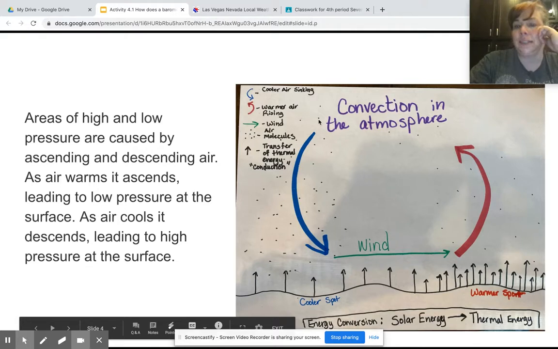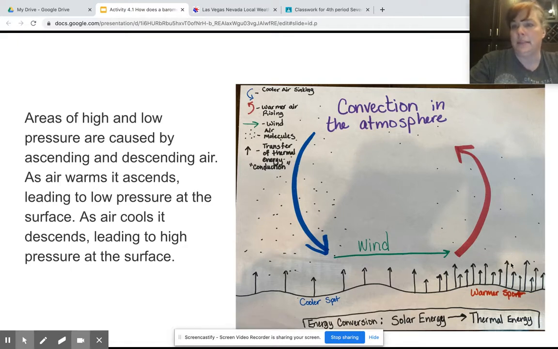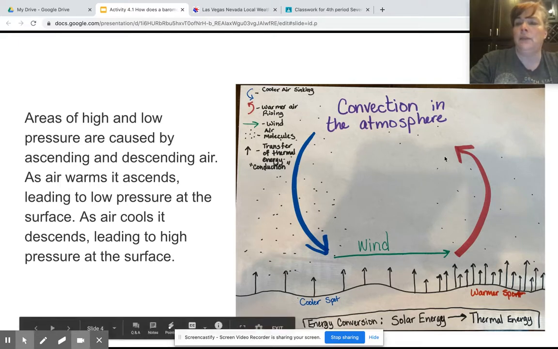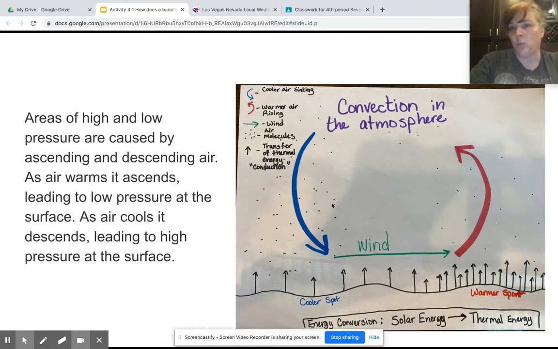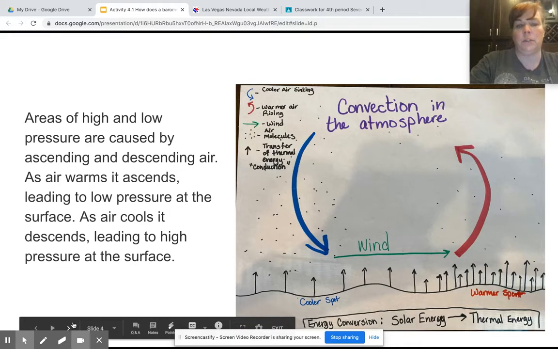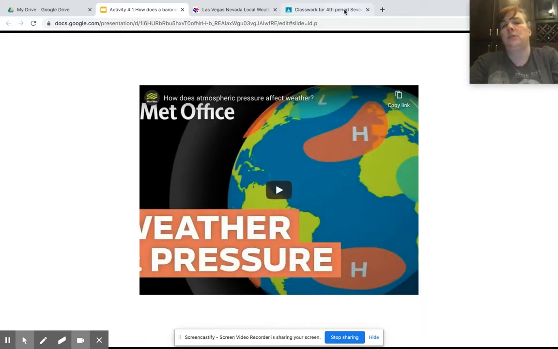As air cools, it descends, so it's pushing down more on the surface. So this is going to be a high pressure area, and this is going to be a low pressure area. Now remember, when the air lifts up, that makes this area more empty, and that makes the cold air pull over, which makes the wind. Okay, that's important.